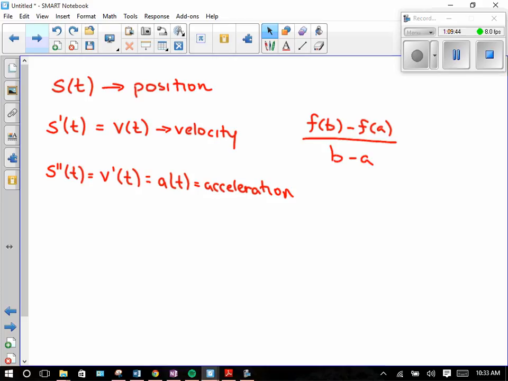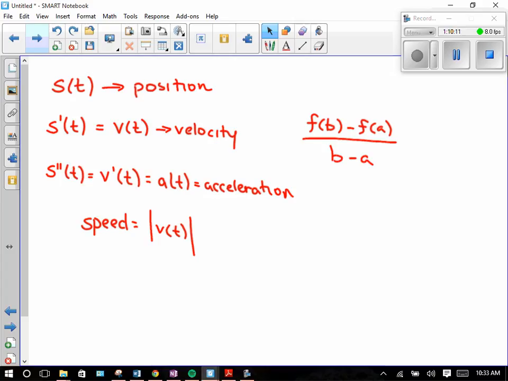Now, if it says find the speed of the particle at t equals 1, you know that speed is equal to the absolute value of velocity. So to find the speed at t equals 1, you have to find the first derivative, find the velocity at t equals 1, and take the absolute value.